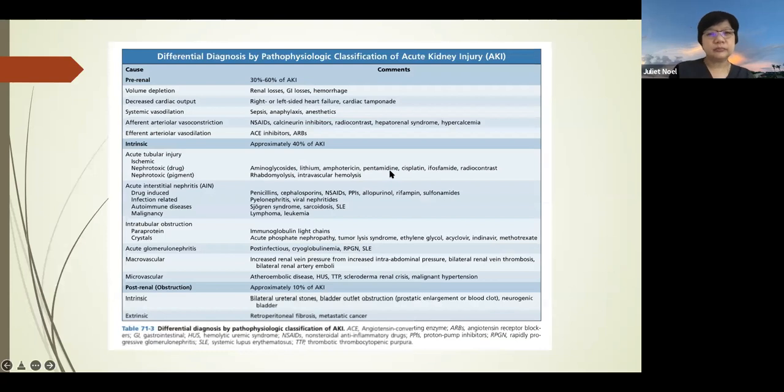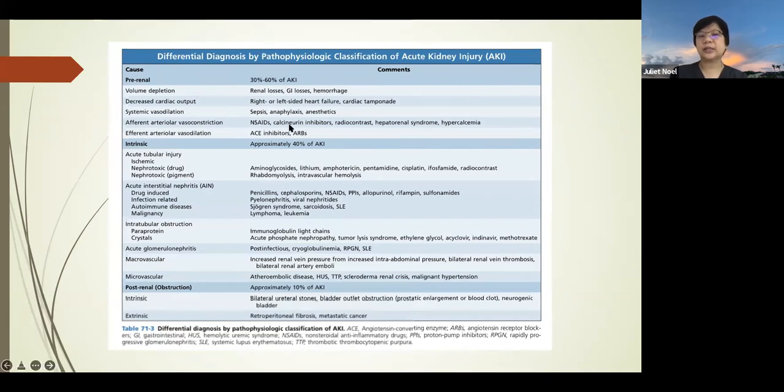So this is just the cause in detail. Volume depletion can be renal loss, GI loss, or hemorrhage. Decreased cardiac output, either right or left-sided heart failure, or cardiac tamponade. Systemic vasodilatation that we see in sepsis, anaphylaxis, and the giving of anesthetics. Afferent vasoconstriction when we give NSAIDs.